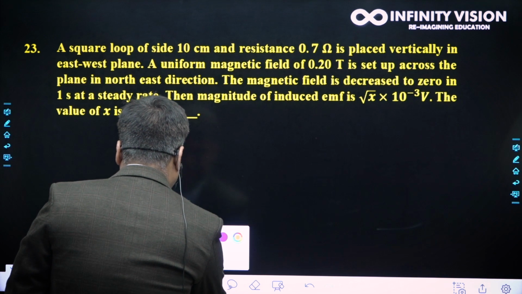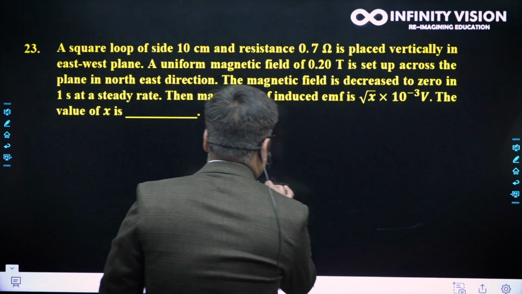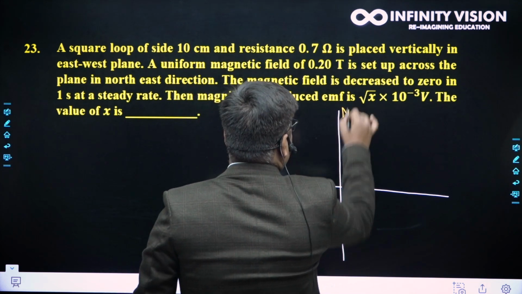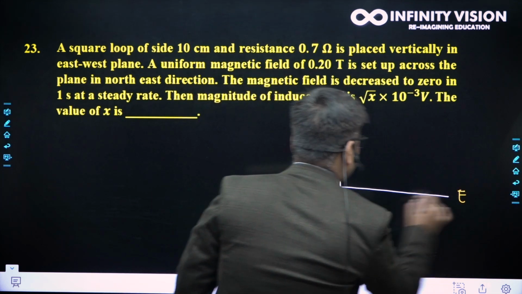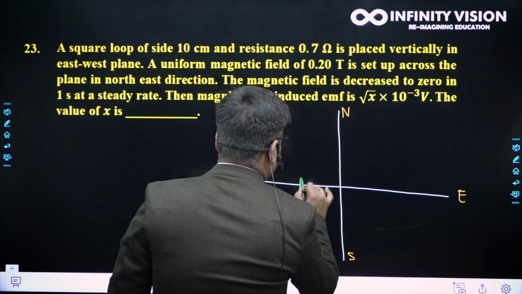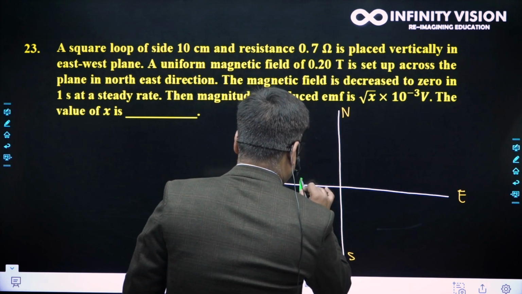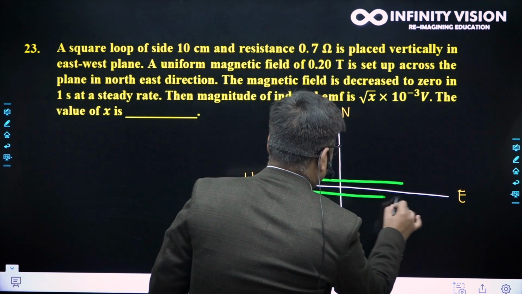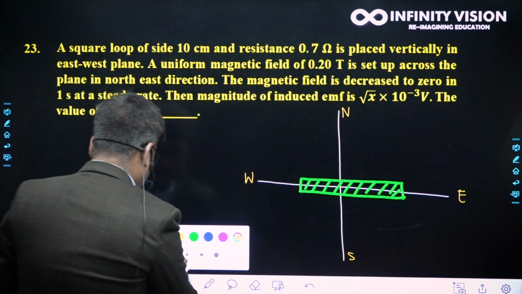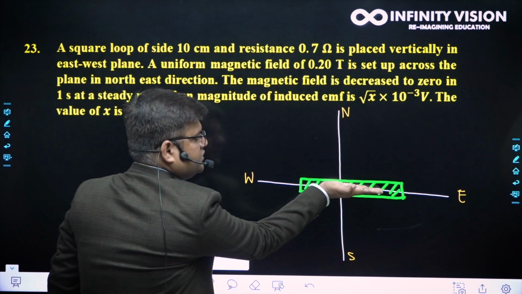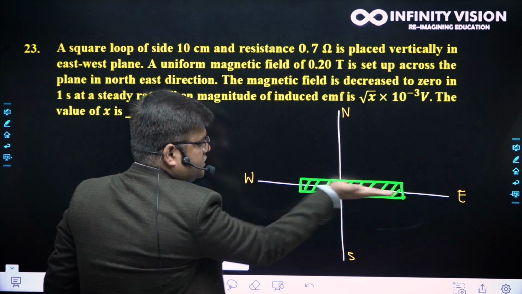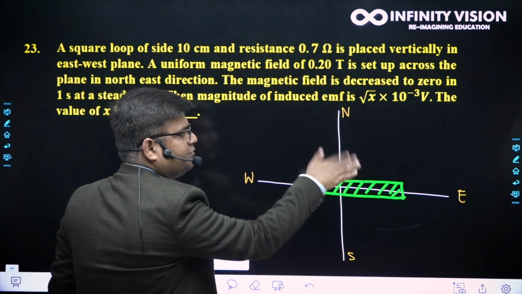Now this question is based on Faraday's law. We have to draw a little bit of a diagram. Let's suppose this is our north, this is our south, this is our east, and this is our west. And let's suppose this is our square plane. As far as the figure is concerned, this square loop is coming outward. In the vertical east-west plane, this half portion is behind the board and half portion is in front of the board.